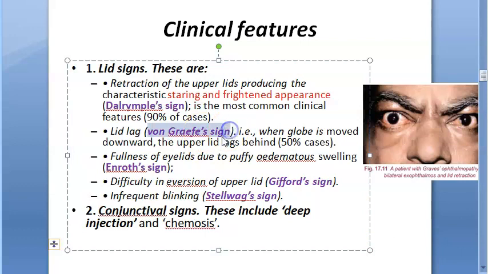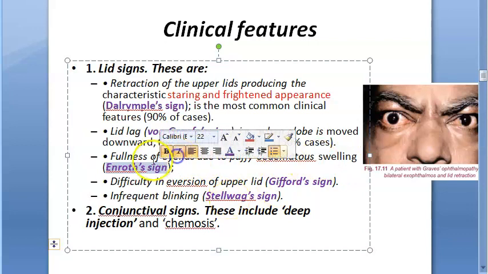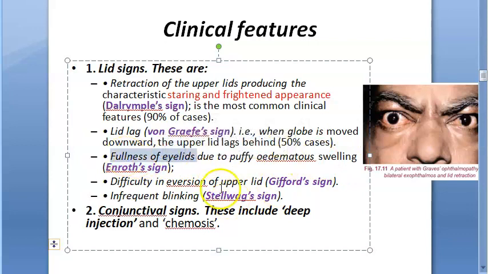Von Graefe's sign, lid lag. When the globe is moved downward, the upper lid lags behind. Then Enroth sign, fullness of eyelids due to puffy oedematous swelling. Eyelids itself are full. They look full, okay. Gifford's sign, difficulty in eversion of upper eyelid. You try to take the upper eyelid and evert, it's difficult. Gifford sign. Stellwag's sign, infrequent blinking.